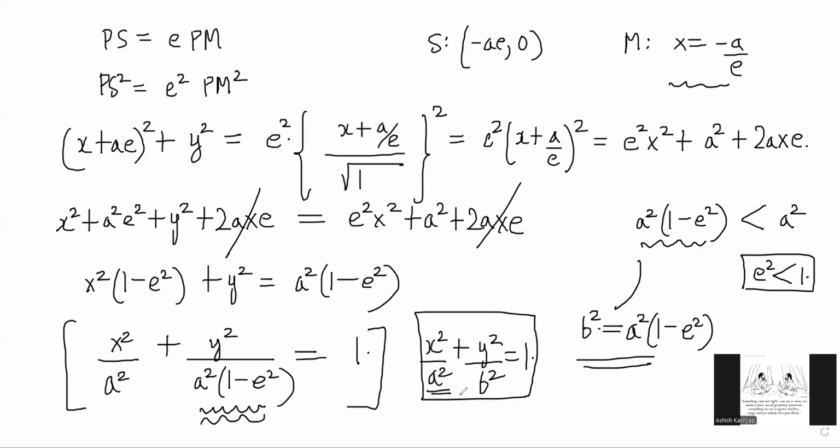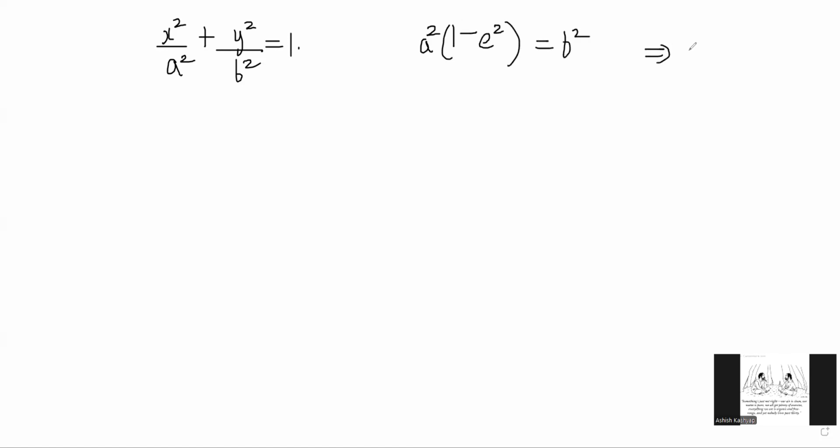Here small a and small b are the lengths of the semi-major and semi-minor axis. And here a is greater than b, because we can see from the standard equation x squared by a square plus y squared by b square is equal to 1, we have a square into (1 minus e square) is equal to b square, which implies that b is less than a. So this becomes your semi-minor axis, and this becomes your semi-major axis.